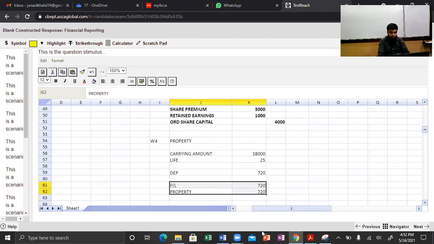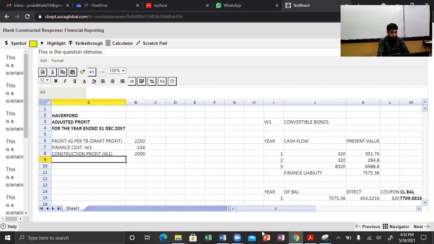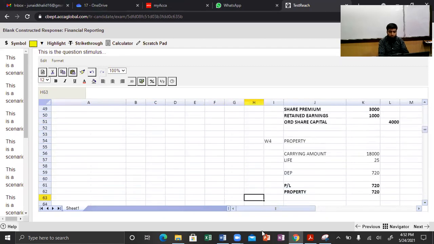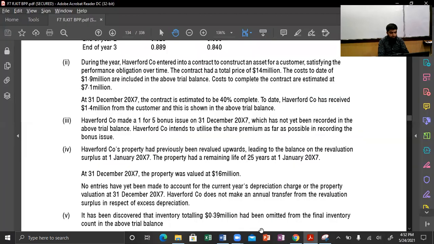So that adjustment will definitely hit the profit and loss account, that is the profit. Depreciation expense is 720. Now, is there any other adjustment required? The revaluation is also required. The carrying amount at the year end would have been 18,000 minus 720, that is the depreciation for the current year. So the carrying amount is this, and the revalued amount or the market value of the asset is 16 million.